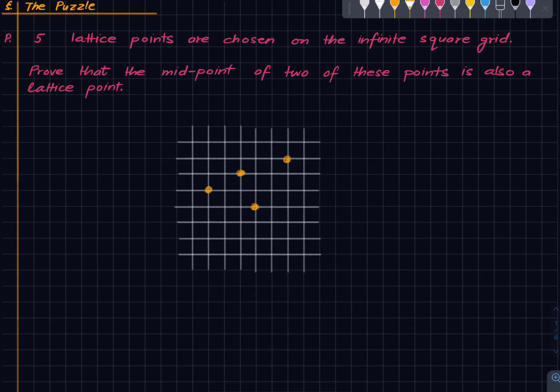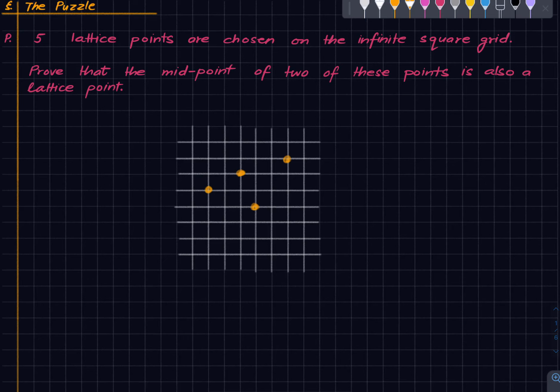Now we want to prove that 2 of these 5 points have the property that their midpoint is also a lattice point. So for example, these two, if we pick and take the midpoint, it is somewhere here and hence not a lattice point. It's not on the square grid, it is somewhere outside. Same for these two, same for these two. So you will find that these 4 points do not have this property. You cannot find 2 of them whose midpoint is also a lattice point.